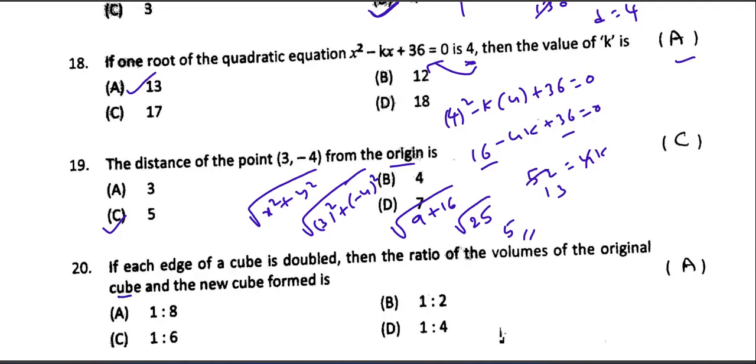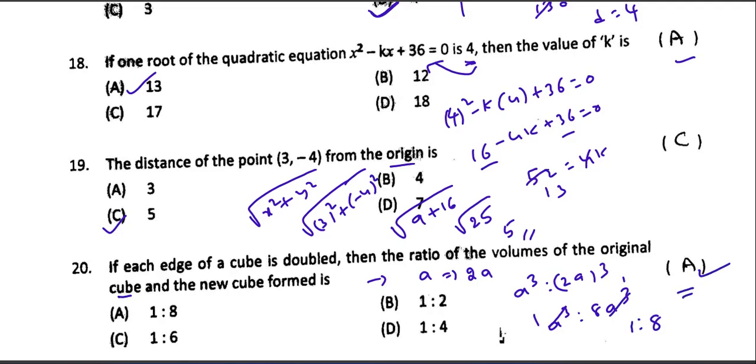Next, if each edge of a cube is doubled, then the ratio of the volumes of the original cube and the new cube formed is... okay, the edge is doubled. Before it was A, now doubled. Now what is the question? The ratio means here A cube to 2A whole cube. So A cube is to 8 A cube, A cubes cancel, so 1 is to 8. Option A is the correct answer.